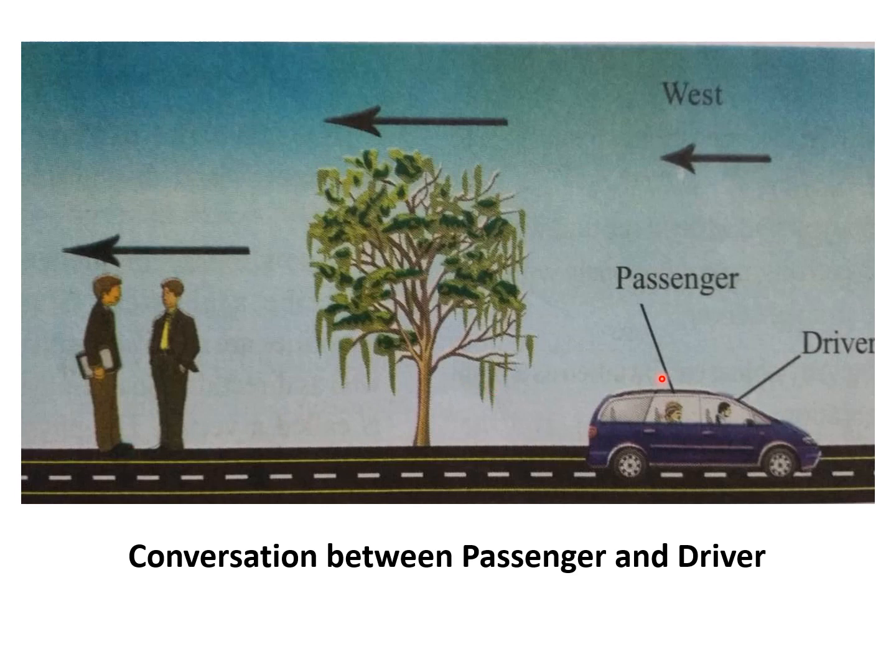Now the driver is asking, what is the state of my motion to the passenger? Then the passenger will tell, you are at rest. Now the driver asks, what is the state of motion of a car? Compared with a tree, it is advancing in east direction. So they are in motion. Compared to these two persons also, the car is in advancement. So the car is moving towards east direction.